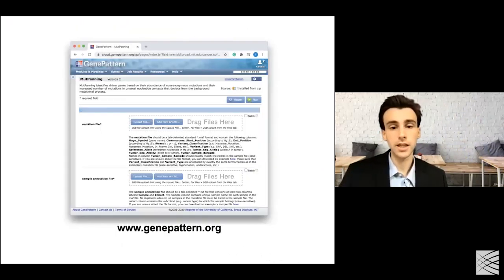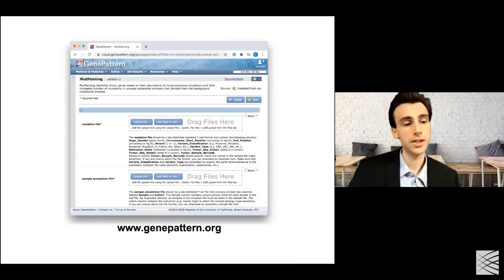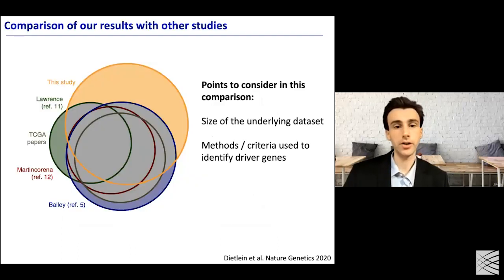All right, talk about this platform. So also if you want to use our tool called MutPanning, we also made this available on genepattern.org. It's an interactive online tool where you can just add your files via drag and drop and run this on your own data set. So I highly encourage you to check that out.